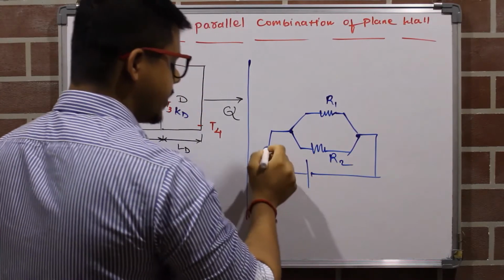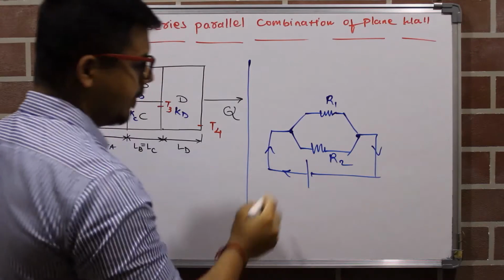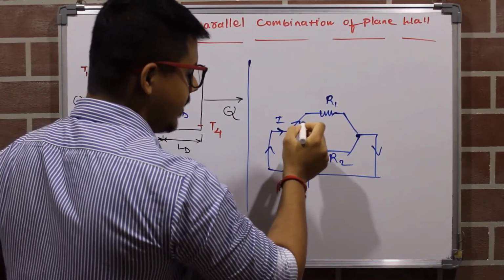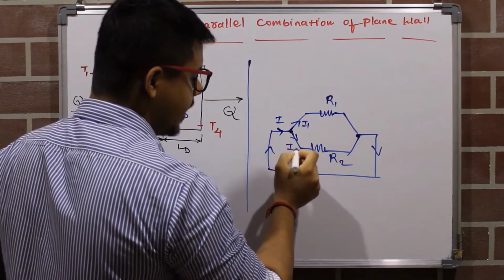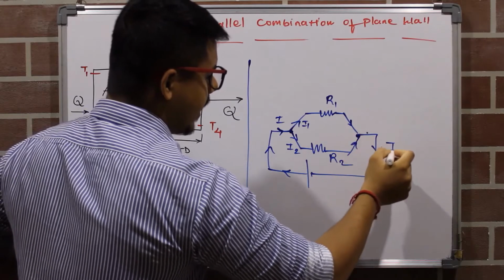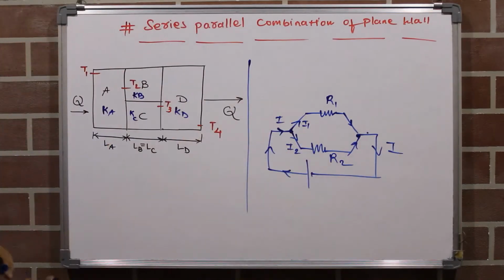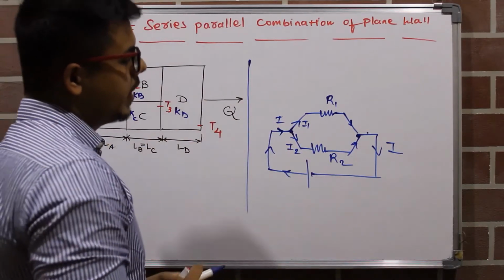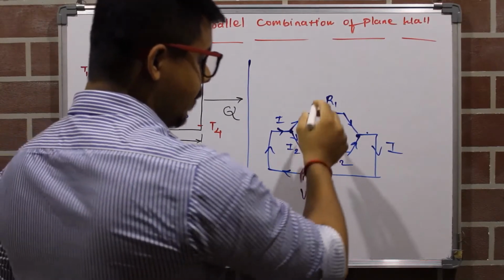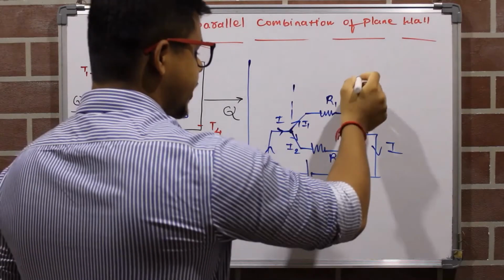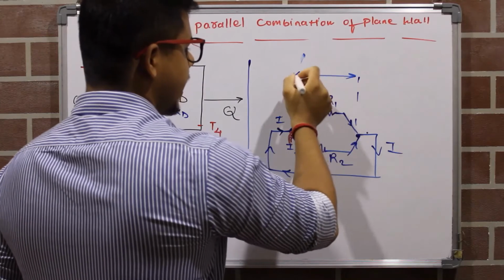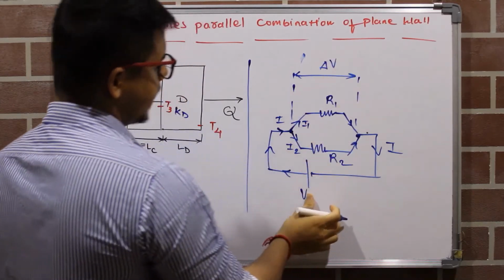Now the current is flowing like this. At this junction, the current has to be divided into two parts. So it will be I1 and I2. At this point they will add and we will get our original I. In a parallel combination of resistors, let's say this is V, the potential drop across the two resistors is the same. That is, delta V or V is the same.